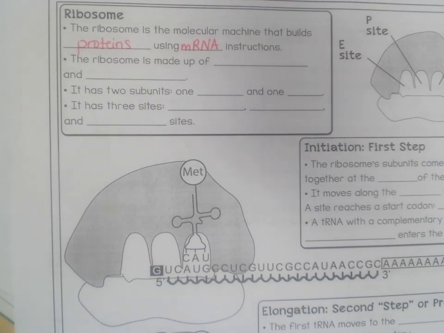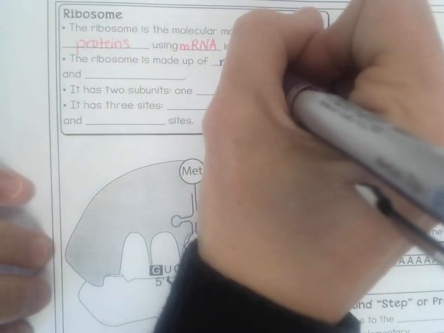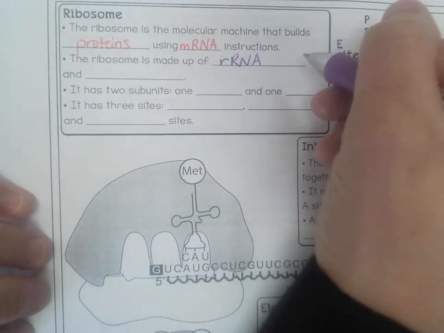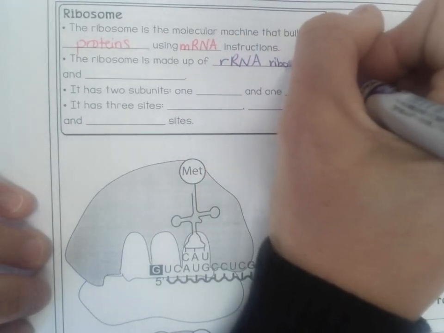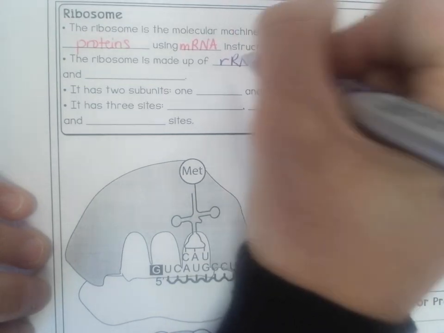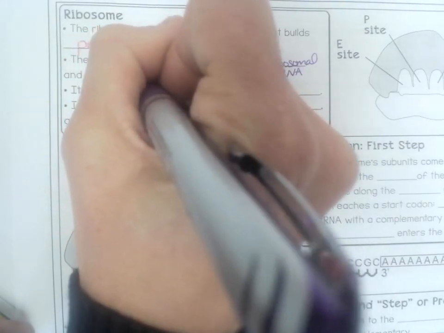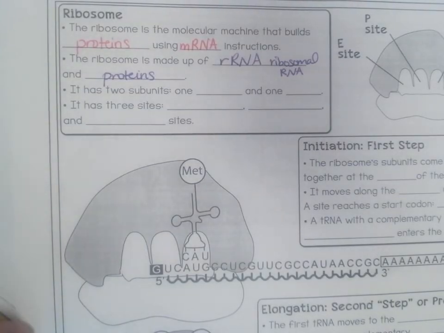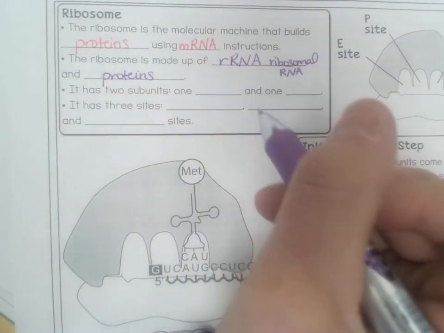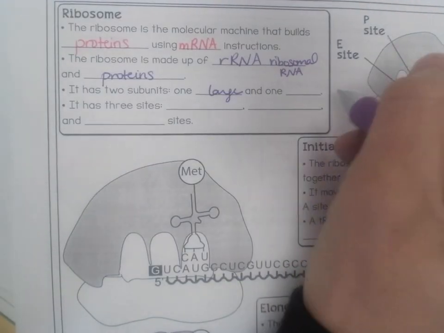So the ribosome is the molecular machine that builds proteins using the mRNA instructions. The ribosome is made up of ribosomal RNA, okay, and proteins. It has two subunits, one large and one small.